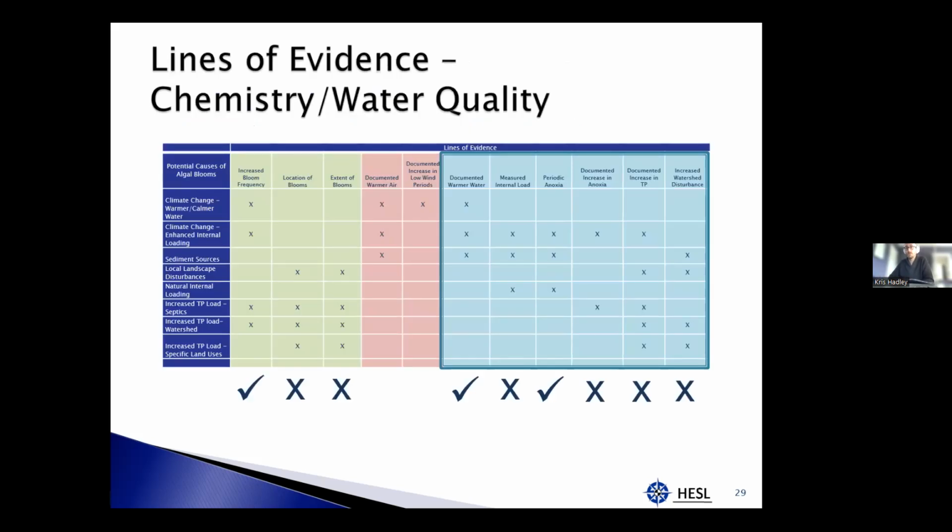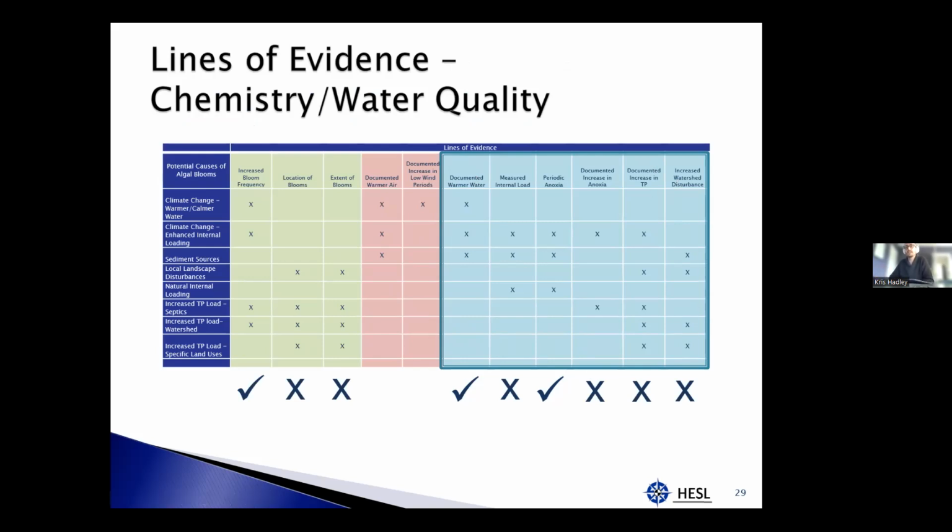So documented warm water gets a check mark. We showed there's likely an increase in warm water recently. So it's a tenuous check mark because it's difficult to link it directly to the blooms, but I am hesitantly giving it a check mark for now, and we'll look in the climate data section in a minute for additional support. And then increased watershed disturbance is more of an anecdotal.